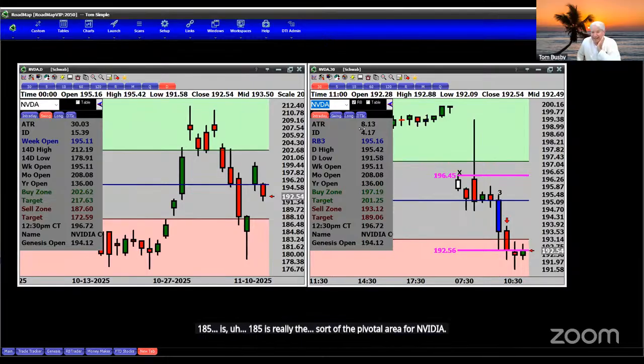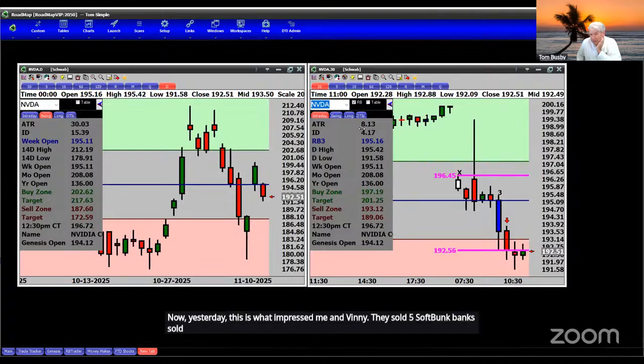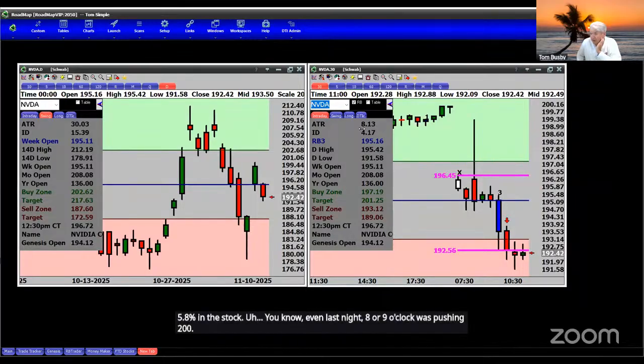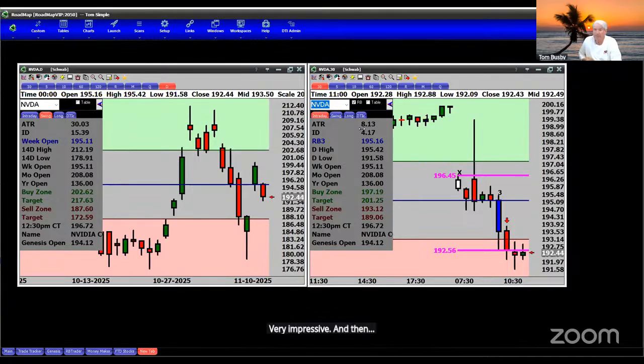Now, yesterday, this is what impressed me with NVIDIA. SoftBank sold 5.8% of the stock. Think about that, okay? 5.8% in the stock. Even last night, 8 or 9 o'clock was pushing 200. Very impressive.